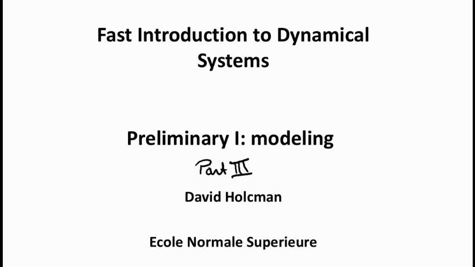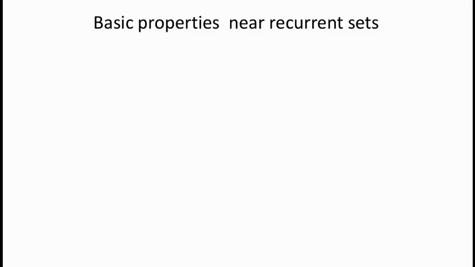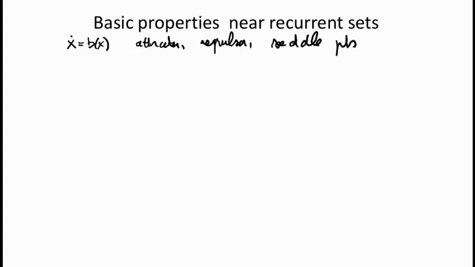So I'm now continuing on part 3 of this introduction to a dynamical system. So we have seen now that there are 3 types of critical points, which are attractor, repulsor, or saddle point. So just one more information about these points.